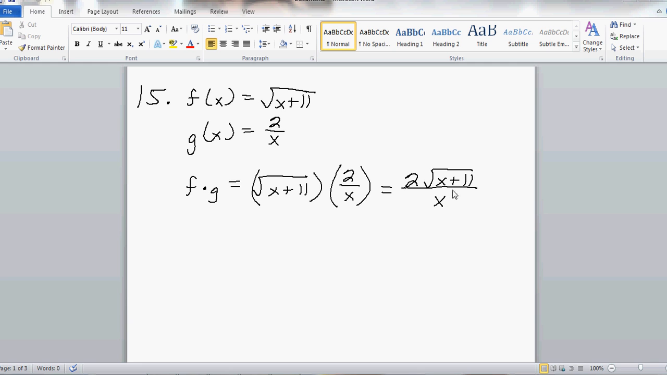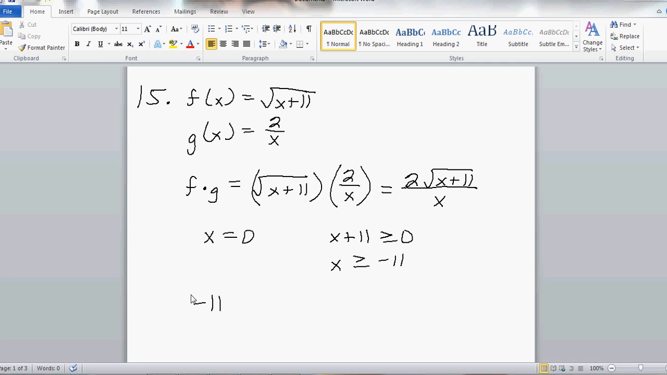Now some of the restrictions that we know, x equaling 0 does not work, because then this would have 0 in the denominator. Likewise, we know x plus 11 has to be greater than or equal to 0. It's okay to have the square root of 0, but we can't have square root of negative numbers. And so this becomes x has to be greater than or equal to negative 11. And so we know the absolute smallest number we can have is negative 11.